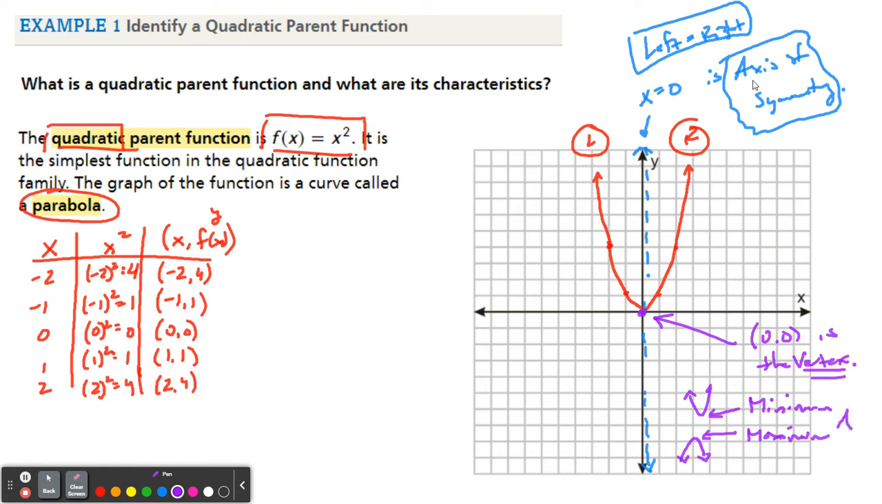Okay, so keep that in mind too. I think the Ohio State test loves the idea of minimum maximum when it comes to quadratics. Two other ideas to talk about. The first one is domain and range.